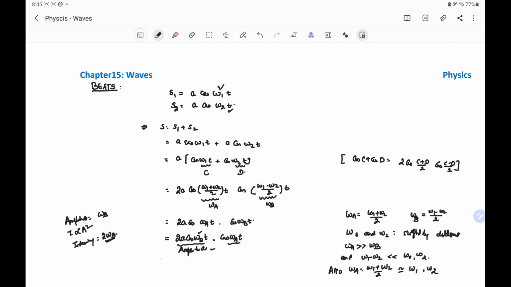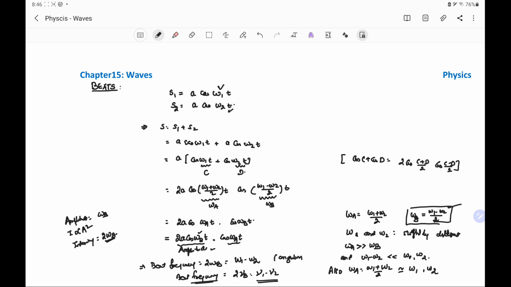Hence, we can say that the beat frequency is equal to 2 omega b, and it is equal to omega 1 minus omega 2, using the relation omega b equal to (omega 1 minus omega 2) by 2. This is the angular beat frequency. Hence, beat frequency will be equal to 2 nu b, that is equal to nu 1 minus nu 2, or we can say it is the difference of the frequencies of the two waves superimposing when propagating in the same direction. Let's do some problems.